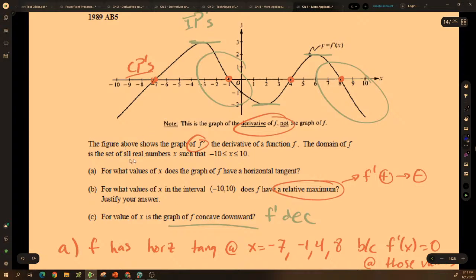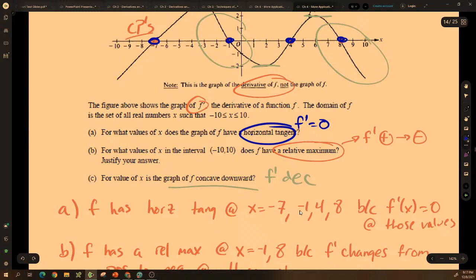This one, I think we could get A, B, and C right pretty easily. We're given a graph of the derivative. And where does f have a horizontal tangent? We've done this a ton of times. Horizontal tangent when f prime is equal to 0. So 1, 2, 3, 4 times. We're just going to say f has a horizontal tangent at all 4 of those, -7, -1, 4, and 8, because f prime of x equals 0 at those values.